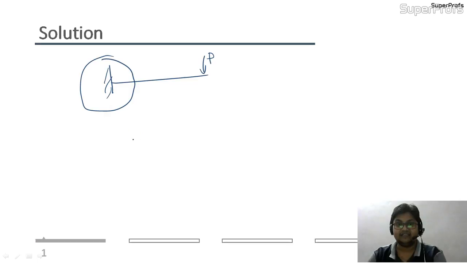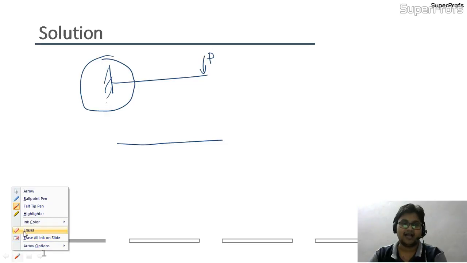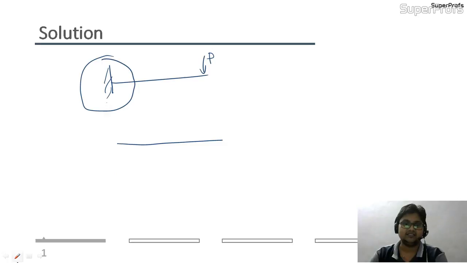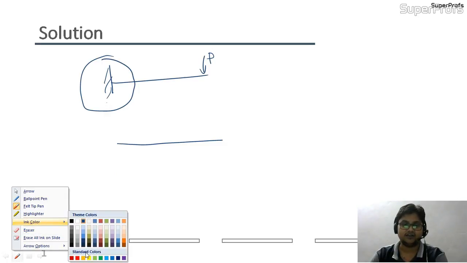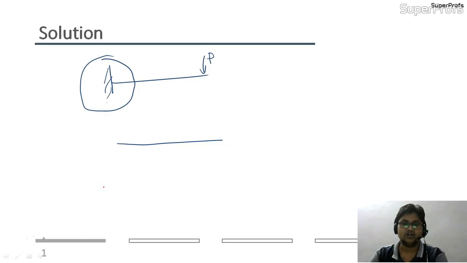So I will be drawing here. I have taken this member and isolated this fixed support. Just I'm changing the color for convenience. So this was my external load P. If I don't have support here, just recall how I taught you the free body diagram of a string. I told you about the beam.